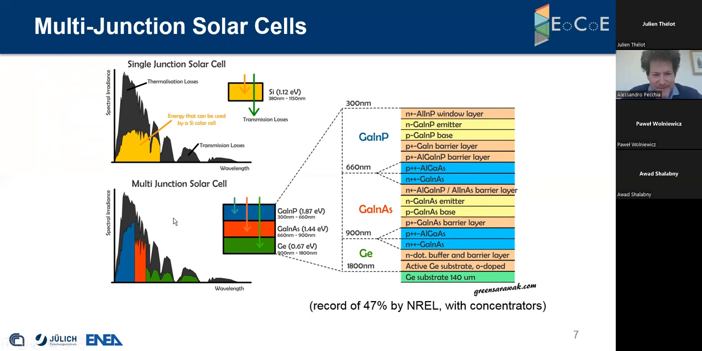Basically, you have three junctions in series. And the idea is to absorb different bands of the incident solar light in the best possible way. So you absorb with germanium, for instance, that has a narrow band gap, in the infrared. With indium gallium arsenide, you absorb in the middle, and with a little bit higher band gap, like indium gallium phosphide, you absorb the blue light. And this gives indeed a record efficiency of almost 50%, 47%. Of course, these are very expensive to build, but they also break the single-junction Shockley-Queisser limitation.